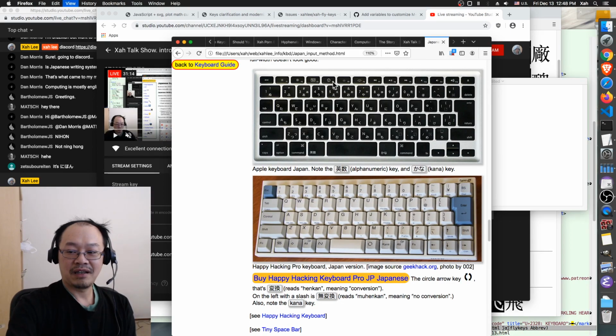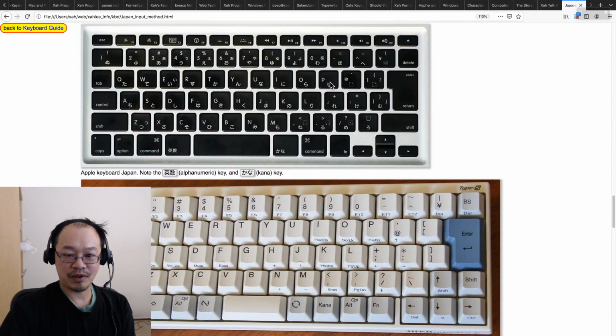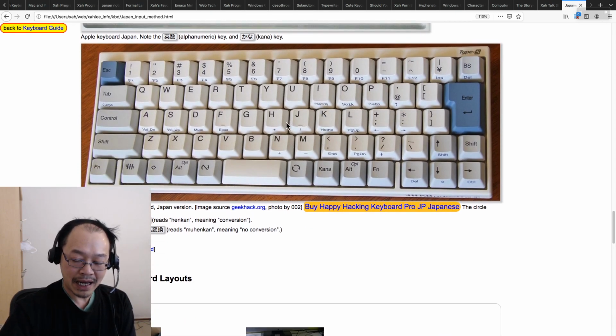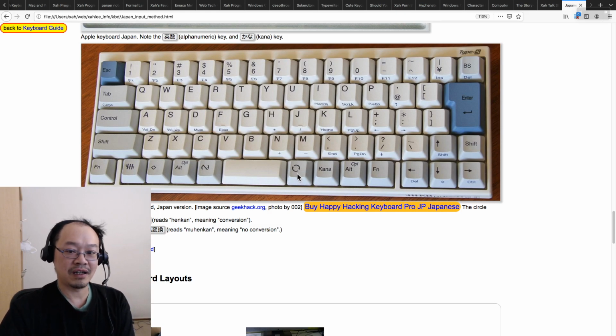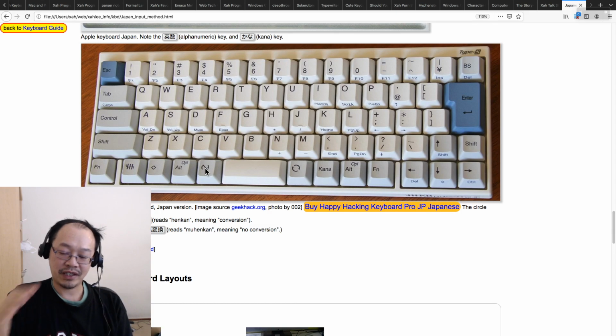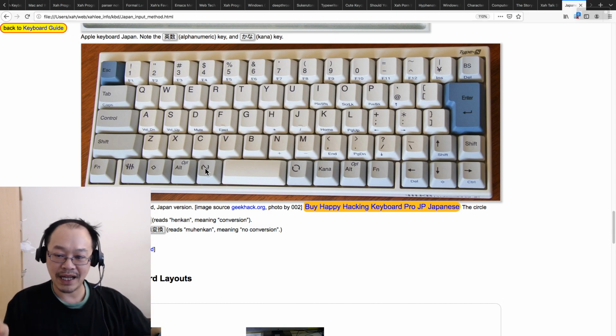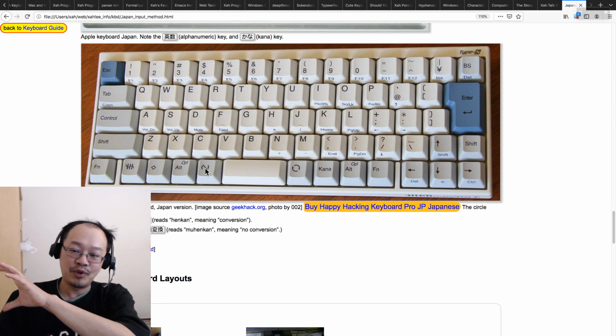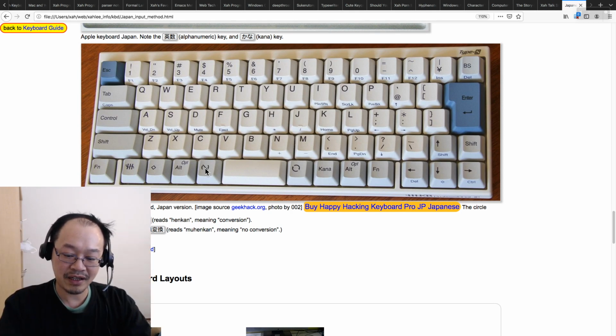Here is the Apple keyboard in Japan. It doesn't have special keys here, but on this keyboard, the Happy Hacking keyboard, you can see they have some extra keys. When you see this double circle, that means convert. When you press this key, it means you want to convert whatever kana you typed into Chinese characters. If you press this key, with a slash over there, it means no conversion. Just go ahead and move on to the next input, what you have there is already good.